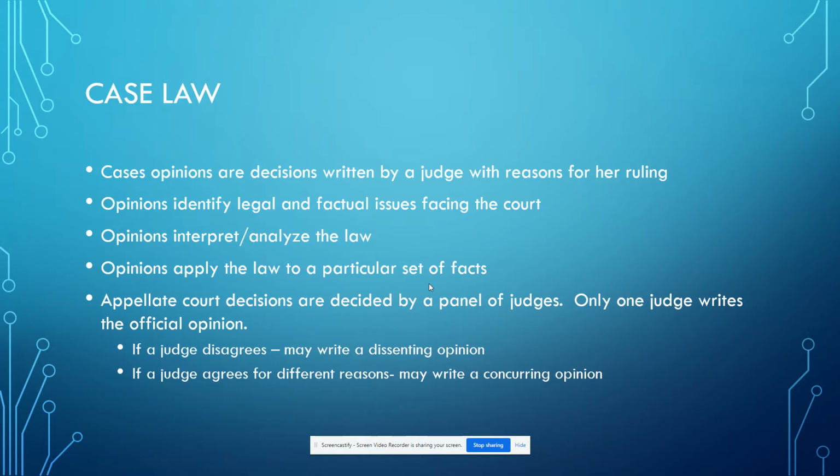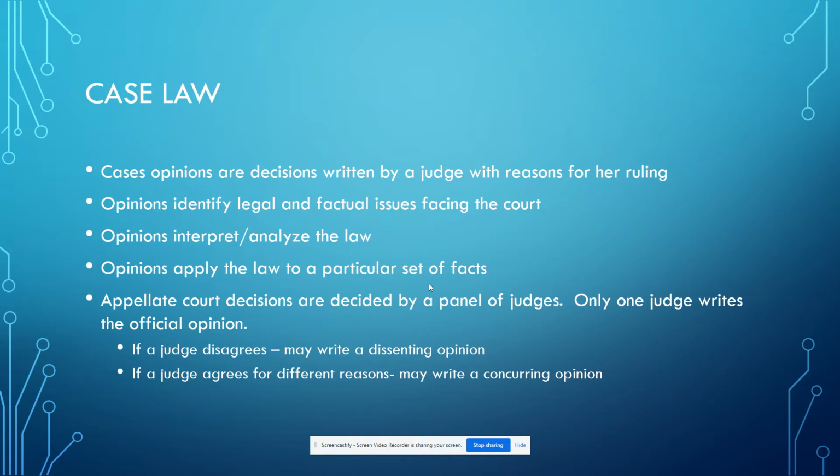So if a judge on this appellate court panel disagrees, the judge will vote against it. It's just a majority that decides what the opinion is. But if a judge disagrees with the majority opinion, they may write about it. They write what's called a dissenting opinion. So if you see a dissenting opinion in a case, it doesn't have the force of law, but you might want to read it to see what the different analysis is.